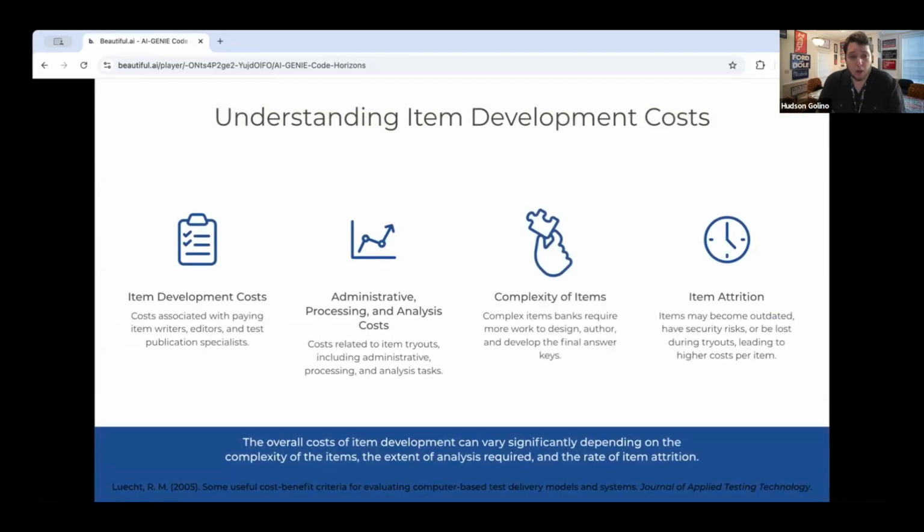So the costs are usually divided into the item development cost. You have administrative fees, processing, and data analysis costs. It varies depending on the complexity of the items. And you also have the problem of item attrition. So items might become outdated, have security risks, be lost during the tryouts, or you discover in the middle of the process that one item that everybody thought was excellent is not working well in terms of psychometric characteristics, et cetera, et cetera.